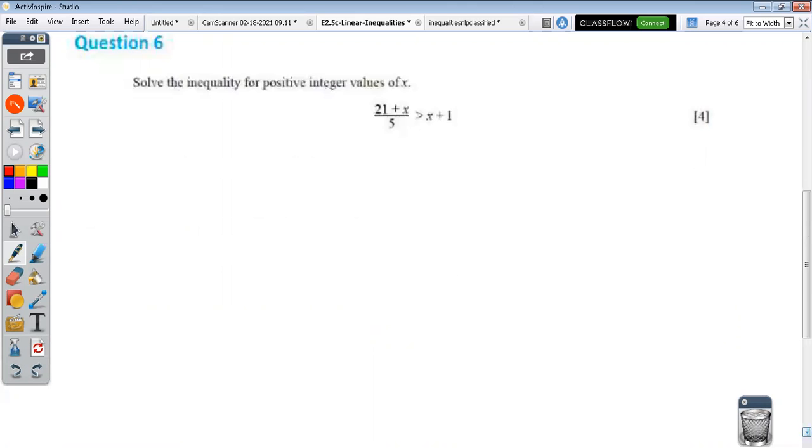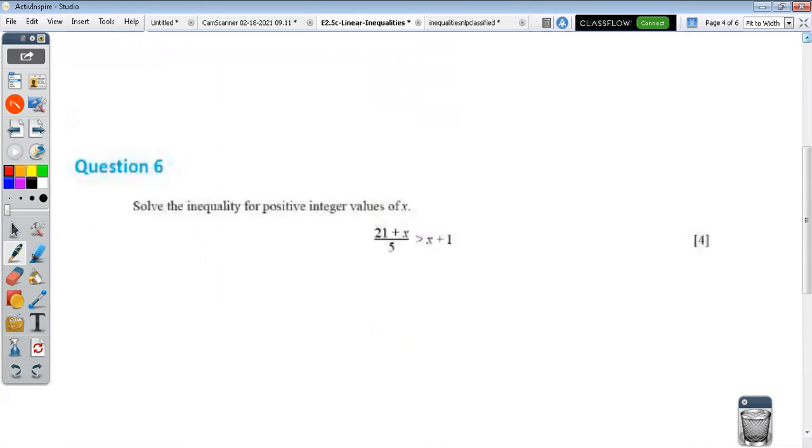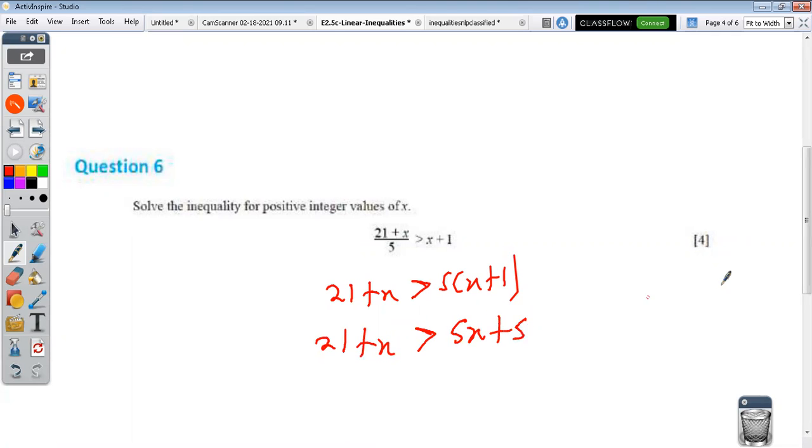Let's skip and look at this one here. It's a good example: 21 plus x over whatever. From maths, think if it was an equal, we cross multiply, so that we get 21 plus x is greater than 5 brackets x plus 1. That's the first thing. Remove brackets: 5 multiplies everything in the brackets, plus 5.